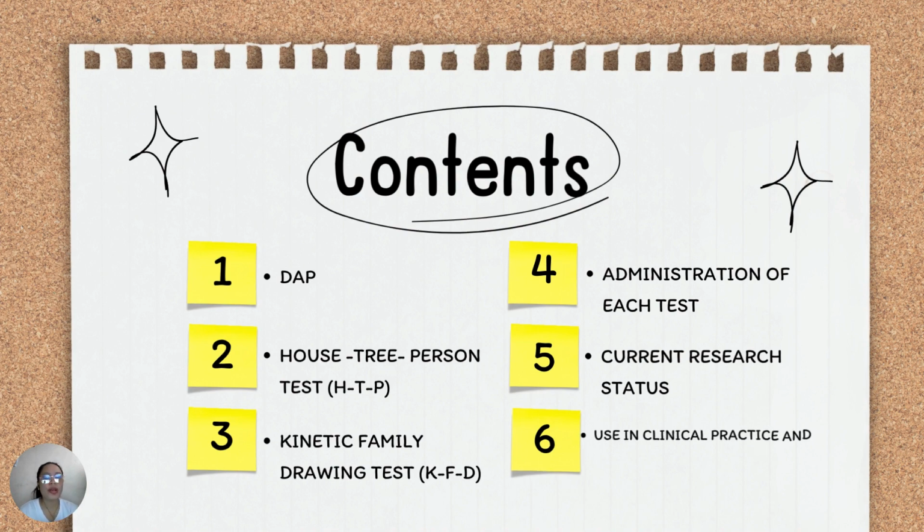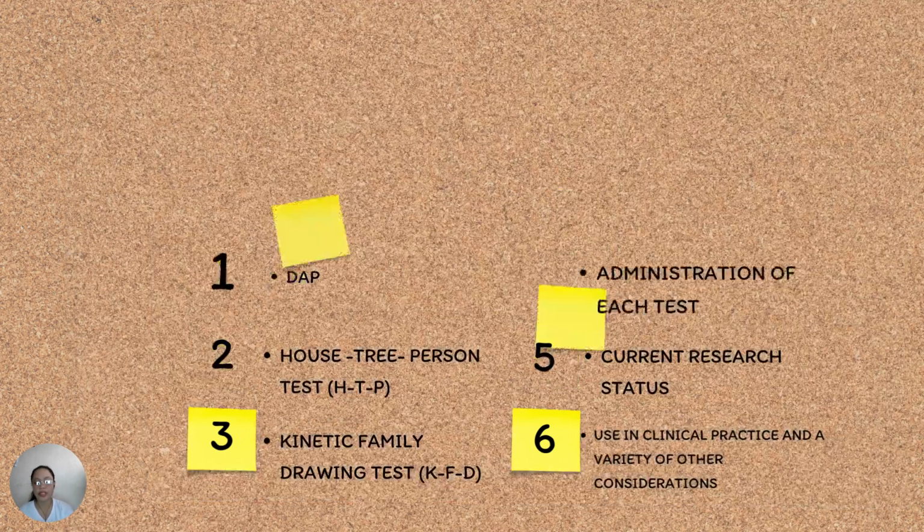In my report, we are going to describe the DAP or the Draw a Person, the House-Tree-Person or HTP, and the Kinetic Family Drawing or the KFD. Moreover, we will also discuss the administration of each test, the current research status, use in clinical practice, and a variety of other considerations.